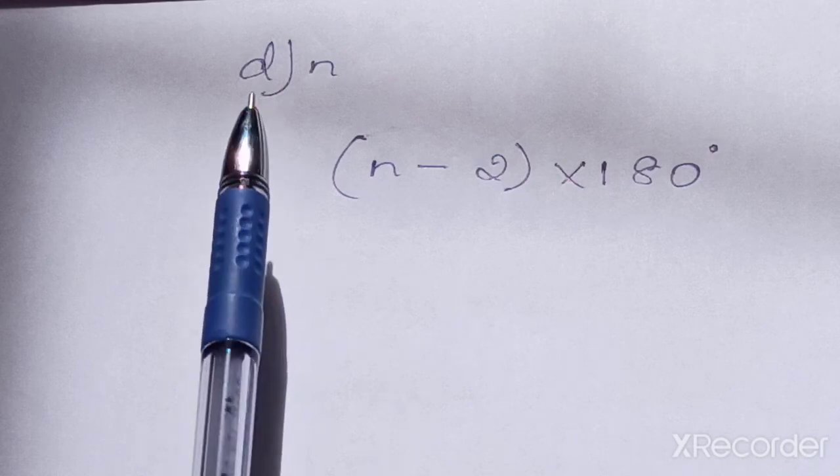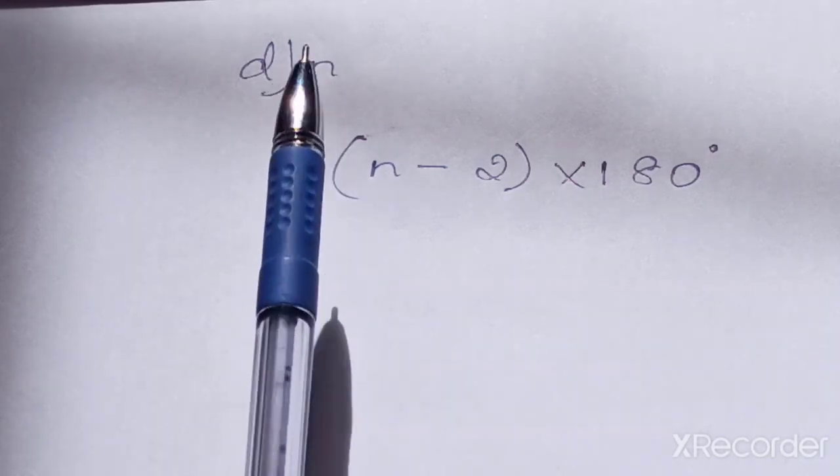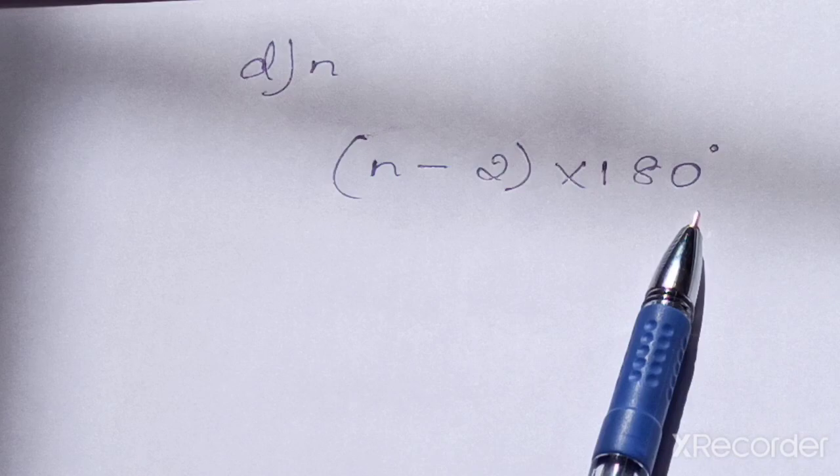Sub question D. Here the number of sides is n. So n minus 2 into 180 degrees. This is the answer.